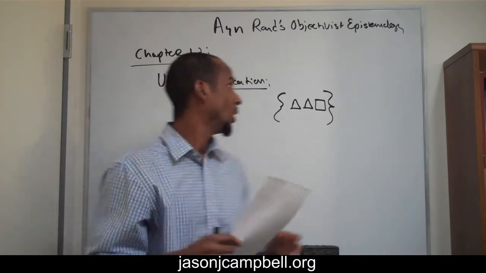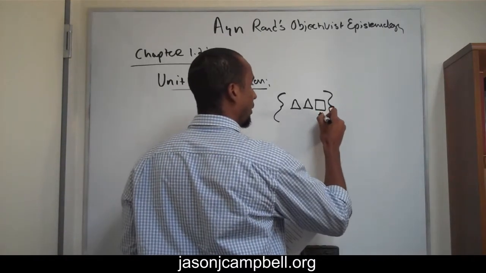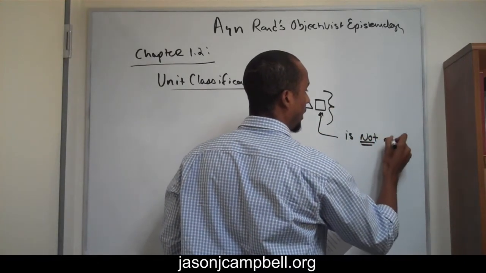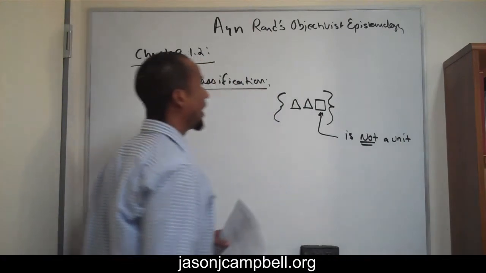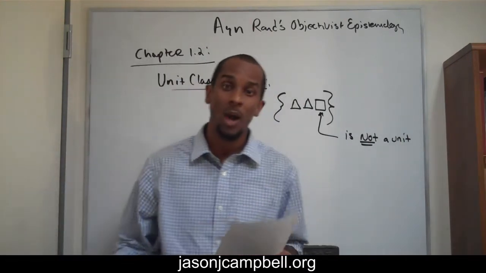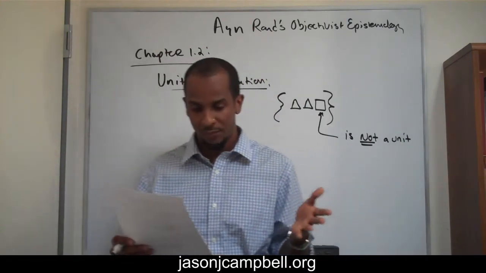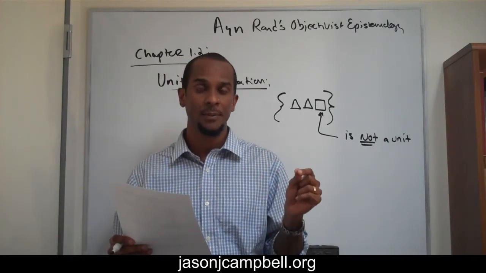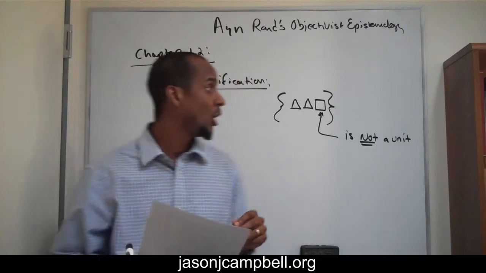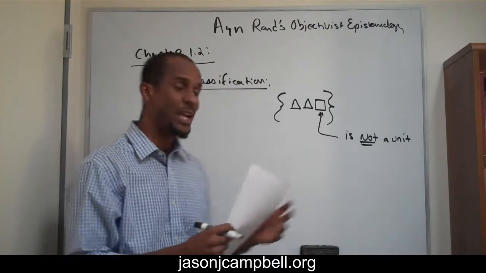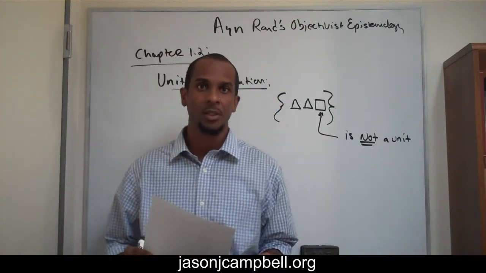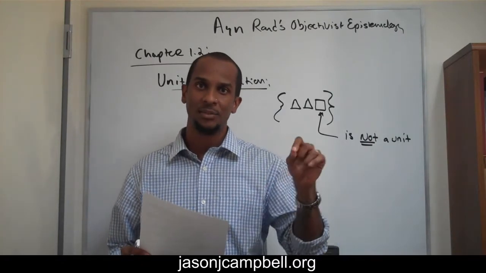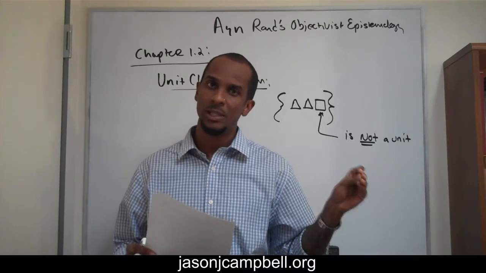So, for example, imagine that we have the set triangle, triangle, square. In this set, we recognize that this square is not a unit. Why? Because we recognize from the definition that a unit is an individual component of at least two members. There could be more, but there has to be at least two members in order to classify this member as a unit.